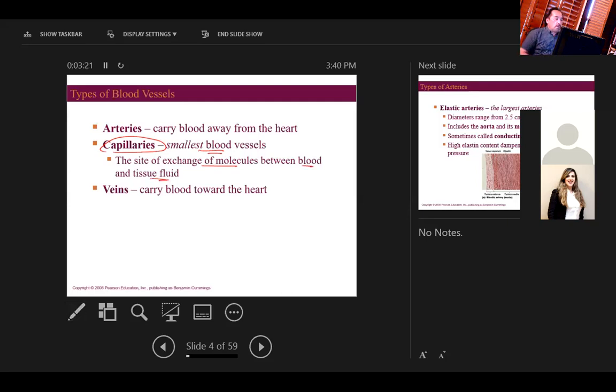The molecules there are carbon dioxide and oxygen. The capillary walls are so thin that they allow the gases to move back and forth. If we want to remove the carbon dioxide from the tissue, it's going to move into the venous side, and the arterial side has the oxygen, so we're going to give it to the tissue.